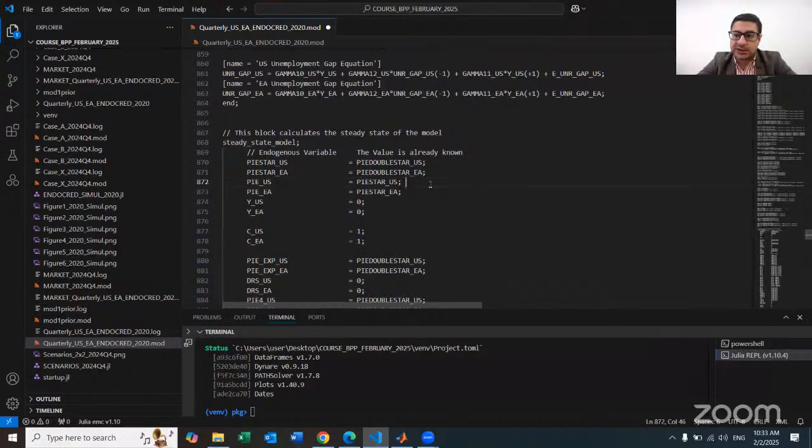In steady state, or the steady state is the state of the economy where variables are at their long run equilibrium and there are no shocks driving these variables. So in the long run steady state, inflation is at its target. So it's a pi star. So we calibrate this pi double star. Okay, let's find this.